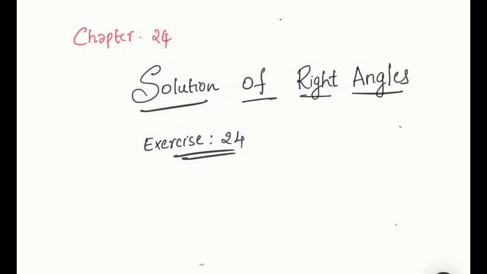Hi students, let us continue with chapter 24, solution of right angles. Exercise 24. Let me continue with the 16th question. Question number 16: A kite is attached to a 100-meter long string. Find the greatest height reached by the kite when its string makes an angle of 60 degrees.